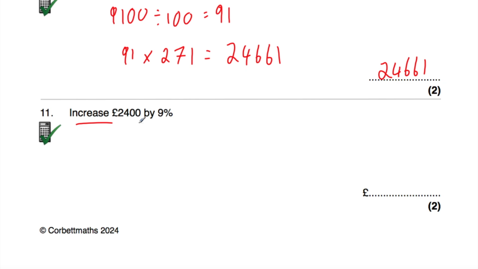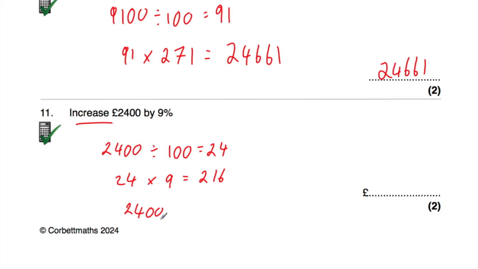One approach is to find 9% and add it on. And let's do that now. So let's take our £2,400, divide it by 100 to find 1%, so that's equal to 24. Then take the 24 and times that by 9, and 24 multiplied by 9 is equal to £216. And then we want to increase it. So that's what 9% is, but increase means we need to add that on to what we started with. So we're going to take our 2,400 and add 216, and that's equal to 2,616. So the answer is £2,616. That's what we get if we increase £2,400 by 9%, and that's it.